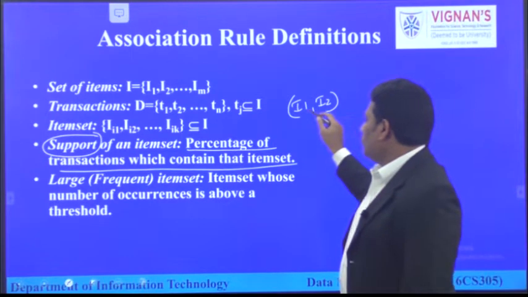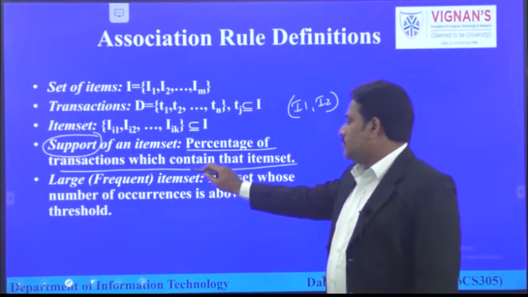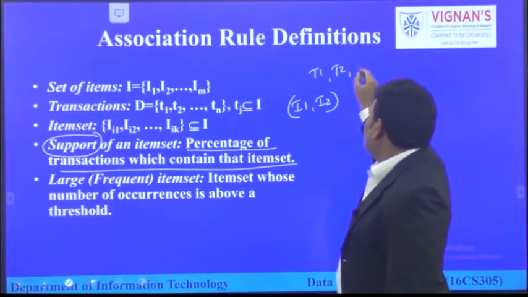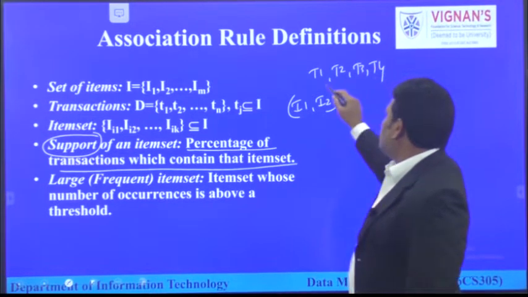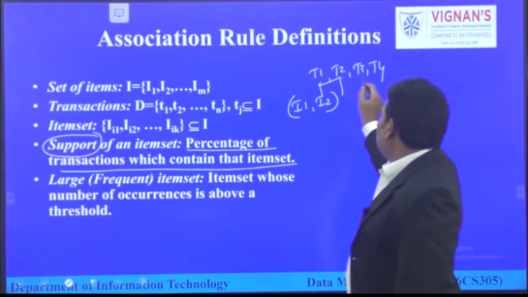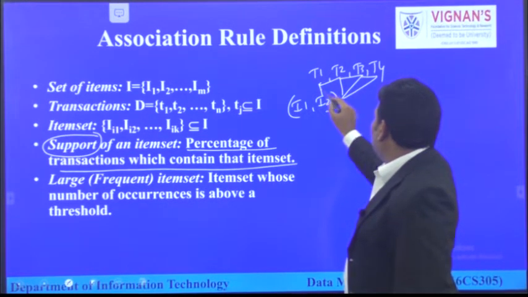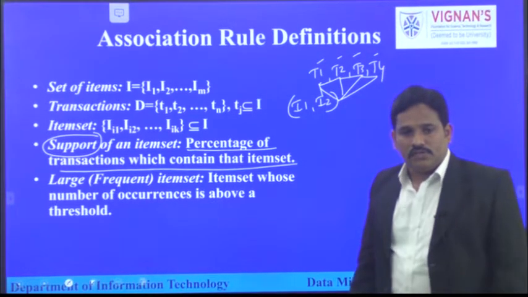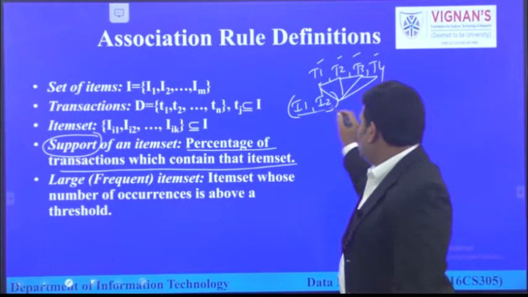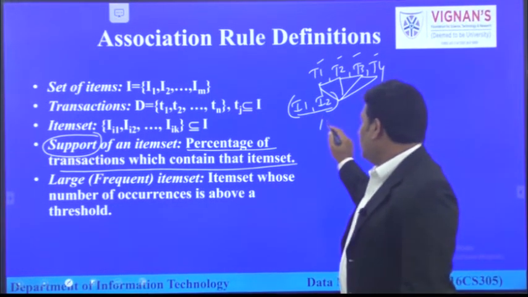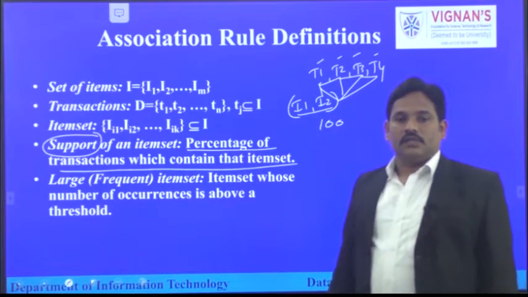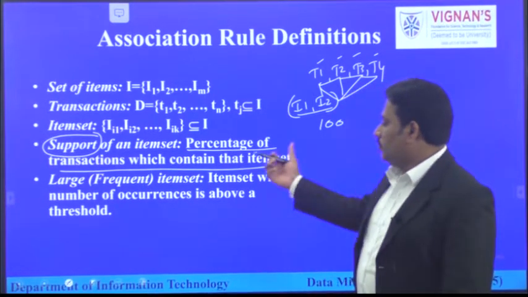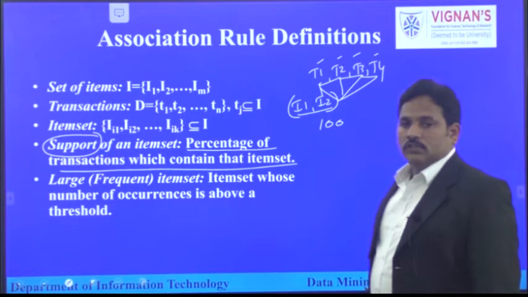Now how can we calculate support for this item set? Percentage of transactions which contain that item set. Let us assume in 4 transactions the item set is repeated. That means 4 customers purchased this item set together. That means 1, 2, 3, 4 are the 4 customers, or you can say 4 transactions. In these 4 transactions, this item set is repeated out of 100 transactions. So here 4 transactions have the combination of I1, I2. That percentage of transactions which contains that item set is called support of an item set.